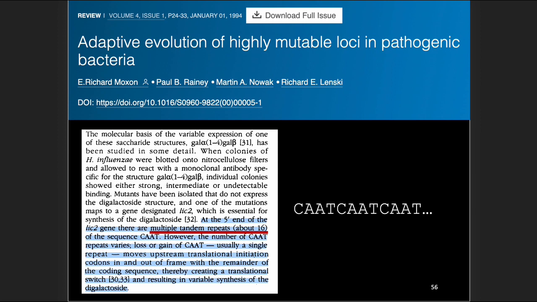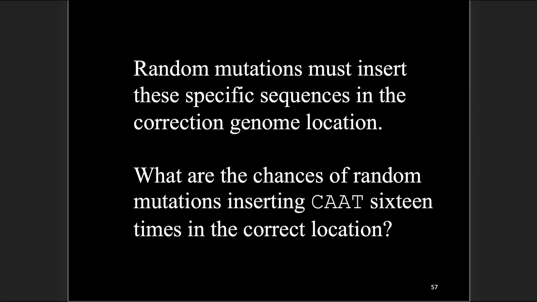And so the idea is these would have been the product of random mutations. So random mutations must insert these specific sequences in the correct genome location. And that's an astronomically unlikely event. You have a very specific location in the genome where that has to happen. Not a whole lot of variability there. And then you have a specific sequence that has to happen. For example, what are the chances of random mutations inserting CAAT 16 times in the correct location? Now, what we're going to see in a minute, there's more to the story than this. We're just warming up. But right away, we can see a probability problem here.